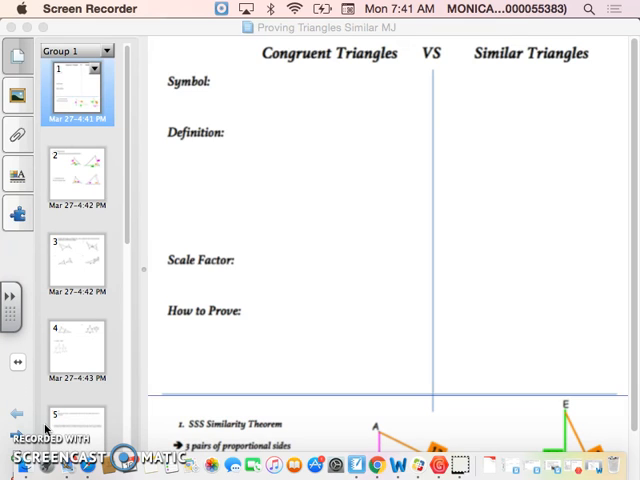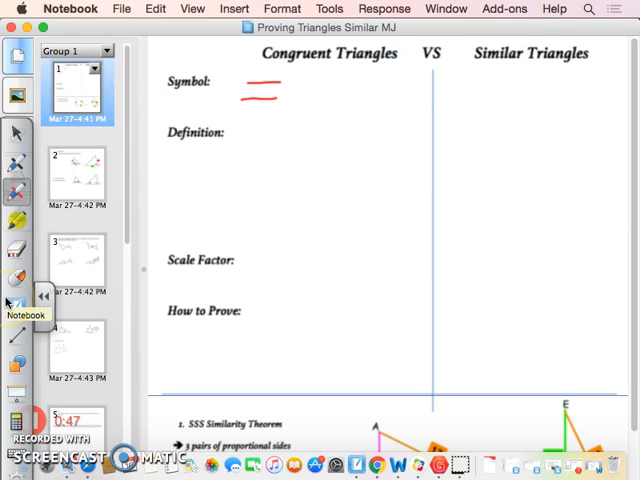So again, remember the difference: congruent means equal, and similar means same shape, same angles, but the side lengths are proportional. They can be set up in a ratio. The symbol we use for congruent is an equal sign with a little loop on top of it, and the symbol for similar is just a simple loop. And the definition of congruent triangles, the triangle symbol is also a symbol we use to read "the change of."